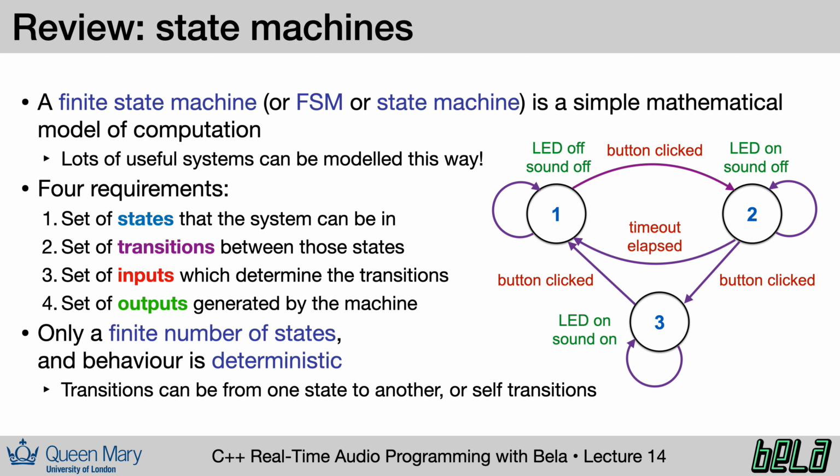The state machine should have only a finite number of states, and should always be in one and only one of these states at any given time. The behavior of a finite state machine should also be deterministic. We should be able to determine exactly which transitions would take place based on the available inputs. For a more detailed overview of the state machine concept, see the previous lecture.